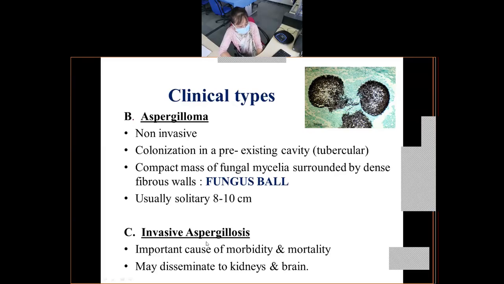Then you can have invasive aspergillosis. This is again an entity which you see in patients who are highly immunocompromised, and it can cause a lot of morbidity and mortality. It can disseminate to the kidneys as well as to the brain.